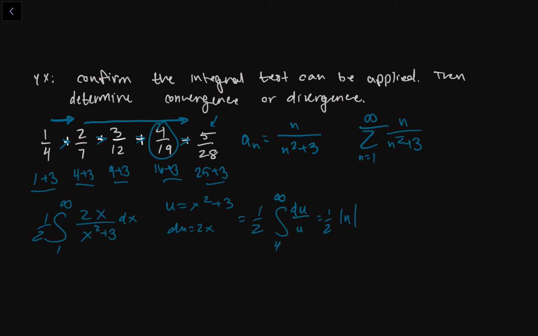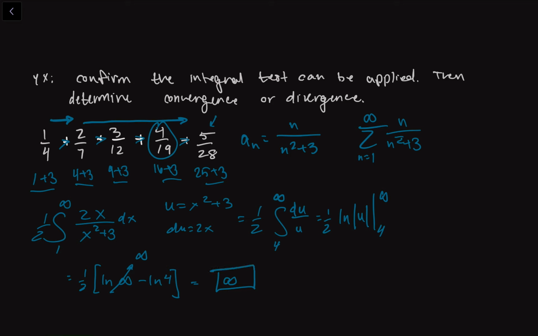We have 1/2 ln, the absolute value of u, evaluated at those bounds. See, now we don't have to plug back in our function of x and plug back in x bounds if we just change it to the u bounds. So we'll do 1/2 times ln of infinity minus ln of 4. And we can see that this is all just going to equal infinity, because ln of infinity is infinity, and infinity minus ln of 4 is still infinity. So we could say that this integral diverges, which means that the series will diverge as well.